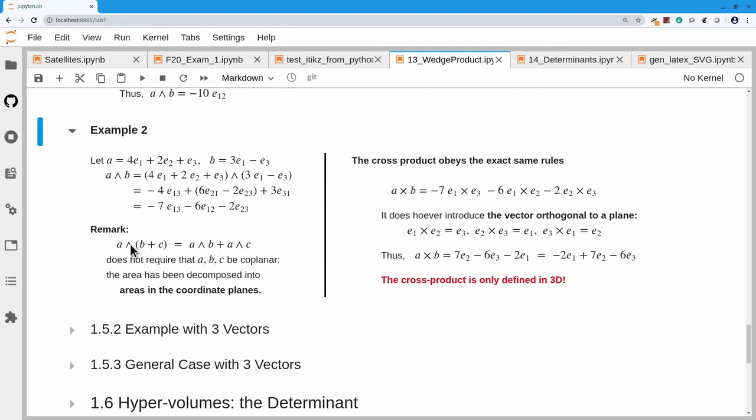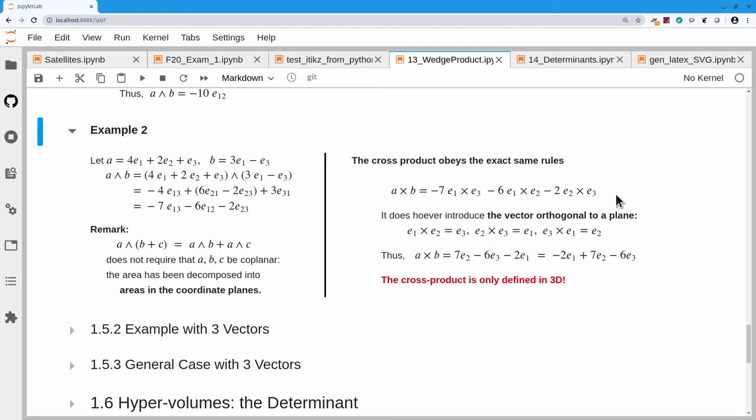So A wedge (B plus C) equals A wedge B plus A wedge C didn't require the vectors to be coplanar. Now, interpretation. The cross product has the exact same properties as this wedge product. So if I compute A cross B in the exact same way, I'll get A cross B as minus 7 E1 cross E3 minus 6 E1 cross E2 minus 2 E2 cross E3.